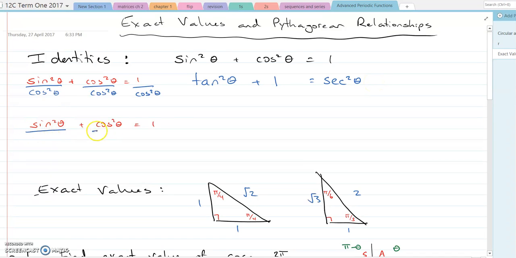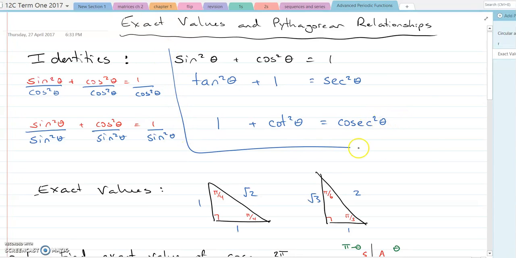Have a guess what we divide all three by to get a different identity. If you guessed sine squared, you were correct. We divide these all by sine squared. We get 1 over sine squared. The first one, we get, what do you think? Cos squared over sine squared. Did you guess cotangent? If you did, you were correct. And 1 over sine squared is cosecant squared. So from one identity, we get two more. So we've got 3 identities.